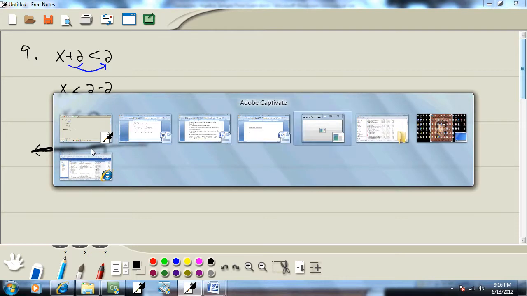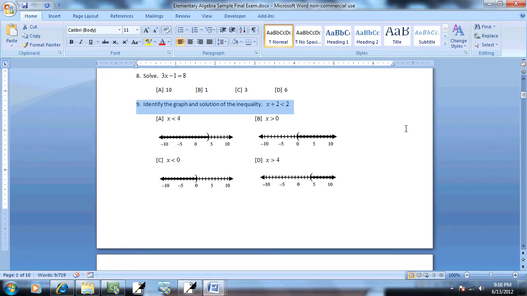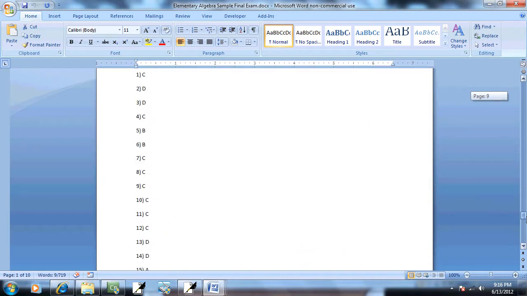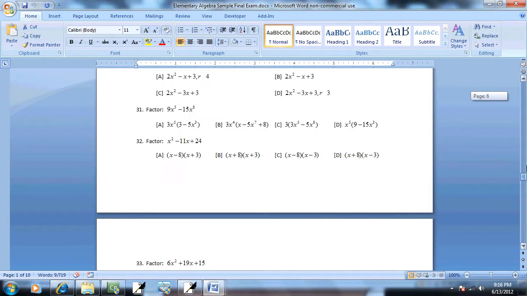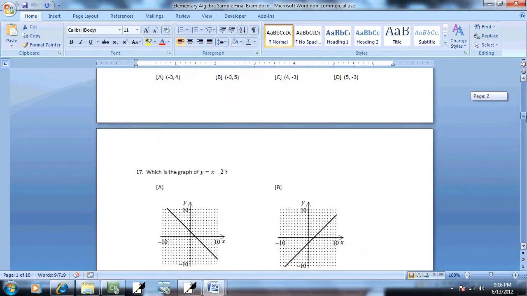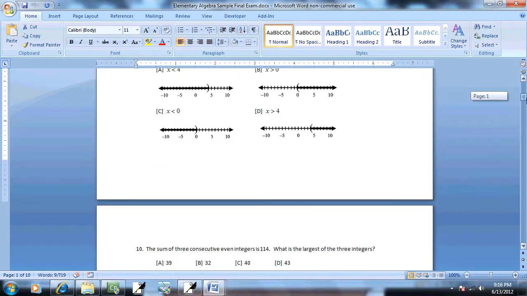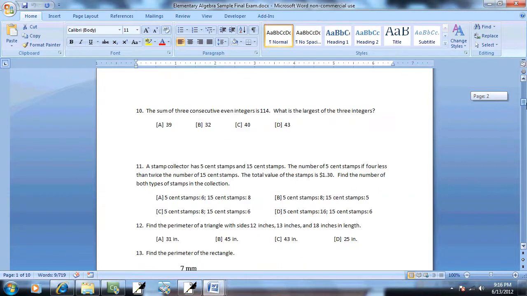So let's look at our answers here. What do we got? X is less than 0. Looks like C. What are they all? C? 9C. Yeah. Seems like there's a lot of C's here. And we're done with that problem.